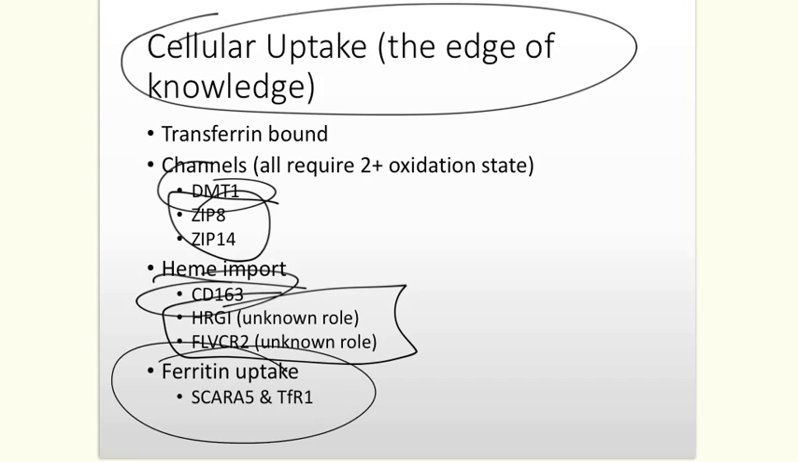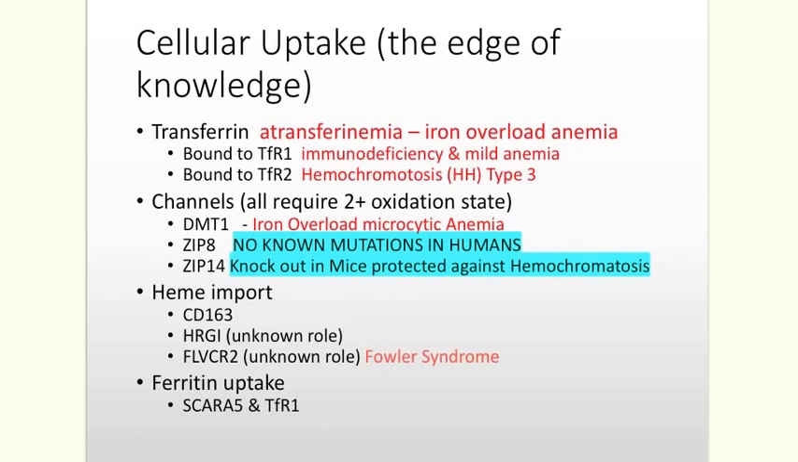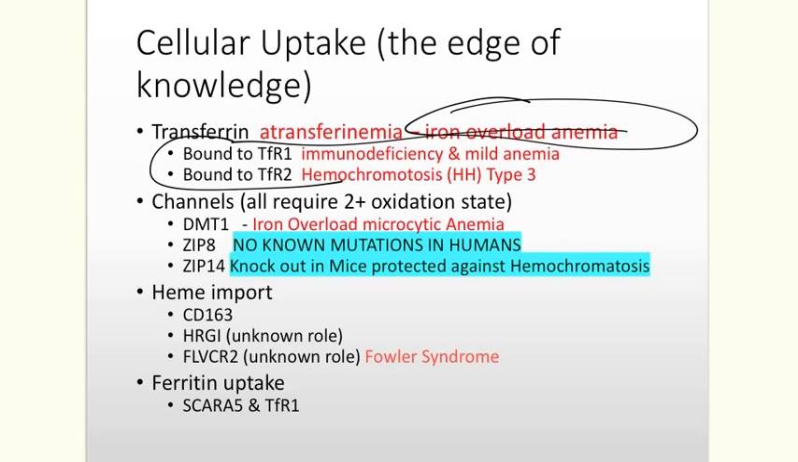And you can take up ferritin. So ferritin gets released by the macrophages. It's iron poor ferritin, but it gets released. It has some iron in it, and you can uptake that through the SCARA5 and the TFR1 receptor together. Now, if you have mutations in these, a mutation in transferrin, for example, is atransferrinemia. It's an iron overload anemia. You can have mutations in the transferrin receptors. Transferrin 1, you get an immunodeficiency and a mild anemia. Transferrin 2, you get hemochromatosis type 3.